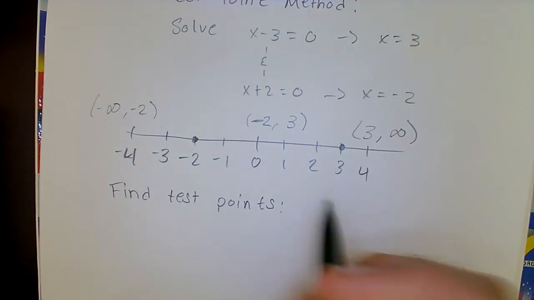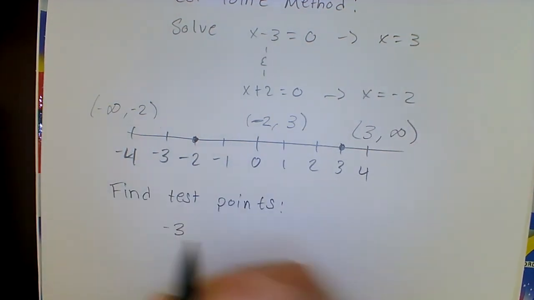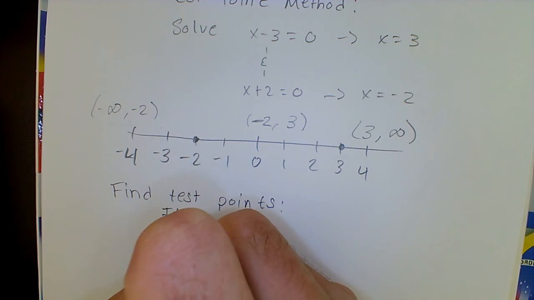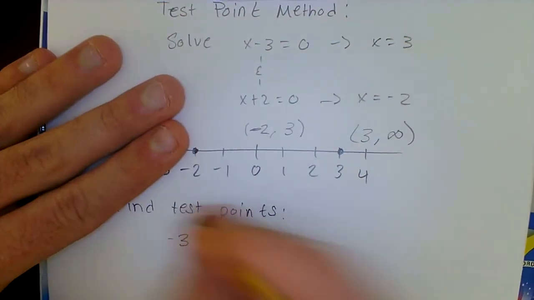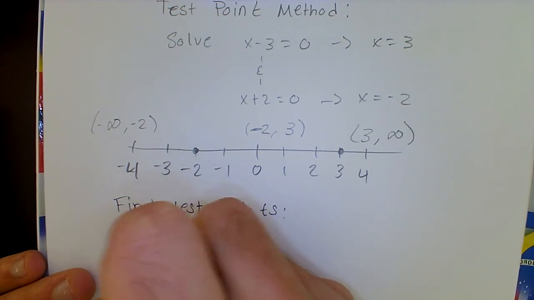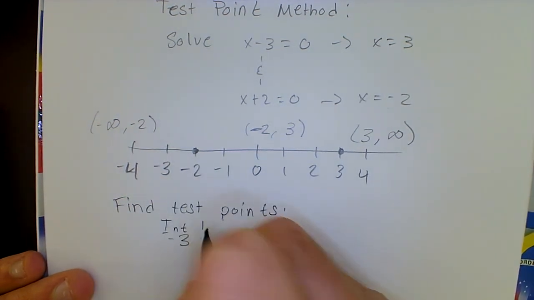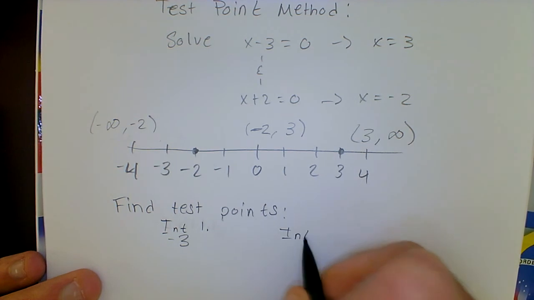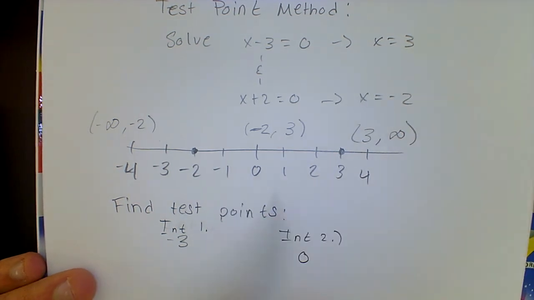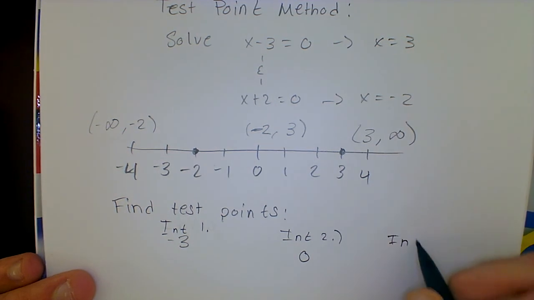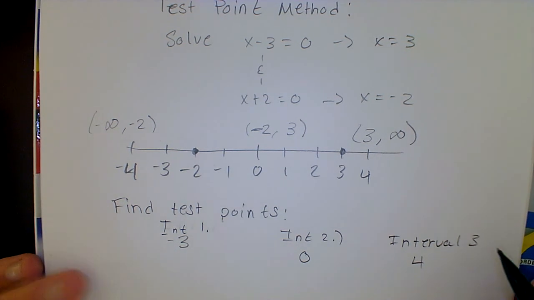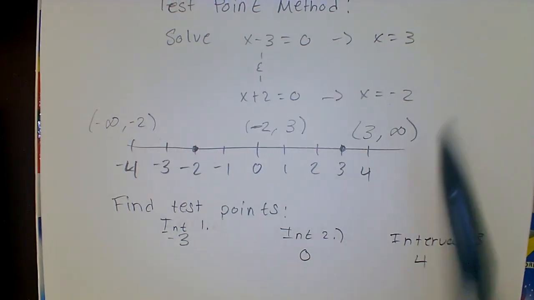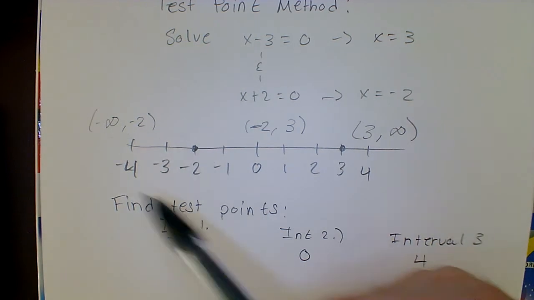Right, okay, so for this interval I'm going to pick -3. For the next interval, I'm going to pick 0, because 0 is usually an easy number to plug into equations, right? And for the final interval, you can choose 4. You could have chosen, for the first interval, -50 as well.